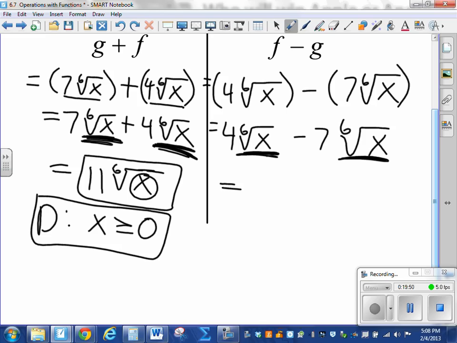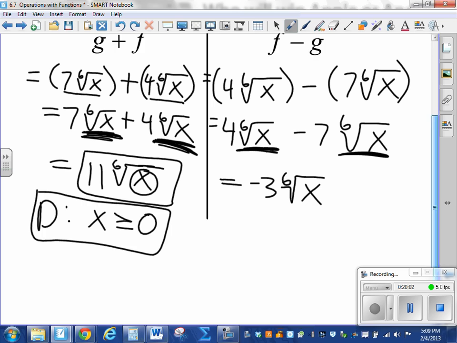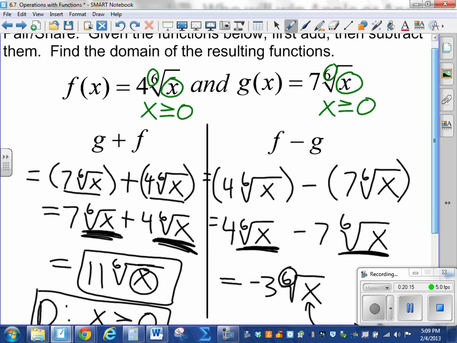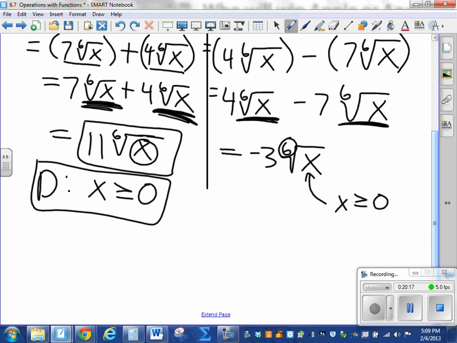Tongue twister there. Okay, 4 minus 7 is negative 3, sixth root of x. There you go. I knew I could talk. All right. Now, with this one also, the x is on the inside of an even root. That means you take the inside part, which is x, set it greater than or equal to 0. That's your domain. Your original domains were the exact same, so it told you 3 times in a row that your x's have to be positive or equal to 0. So your domain is x is greater than or equal to 0. Box your answer.